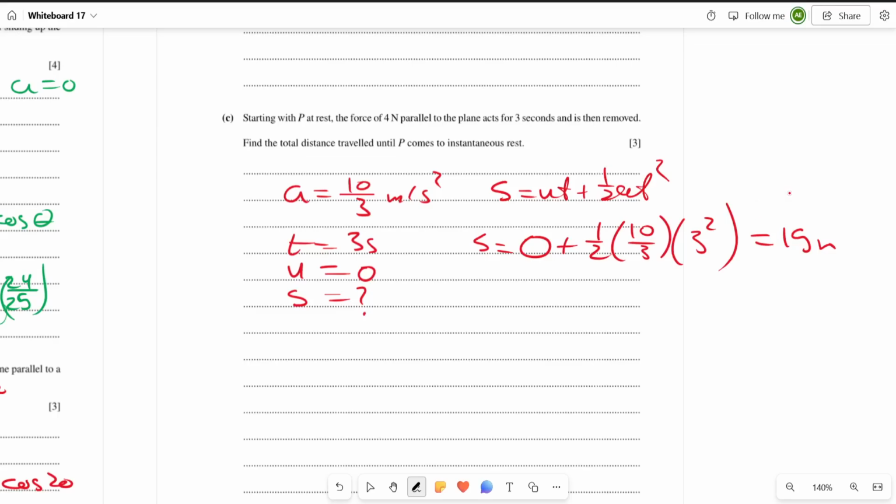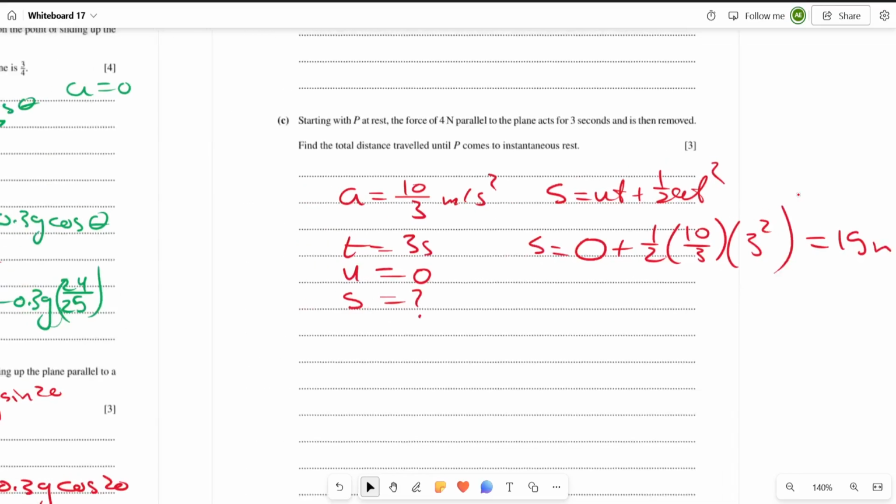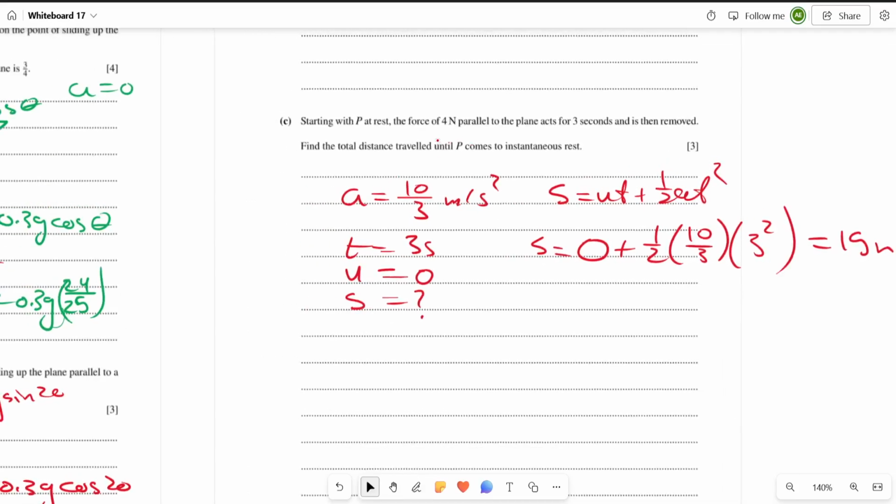Something interesting is happening. After 3 seconds, the force is removed. So what happens now to the particle? The particle is moving with some acceleration and it reached a final velocity after 3 seconds that we don't know. So it's going to continue with this velocity a little bit before it stops, right? Nothing stops instantaneously. We all know that. So it's smart for us to try and find what this v is. I can find it from the equation v equals u plus at. So v equals 0 plus 10 over 3 times 3. So v is going to equal 10 meters per second.